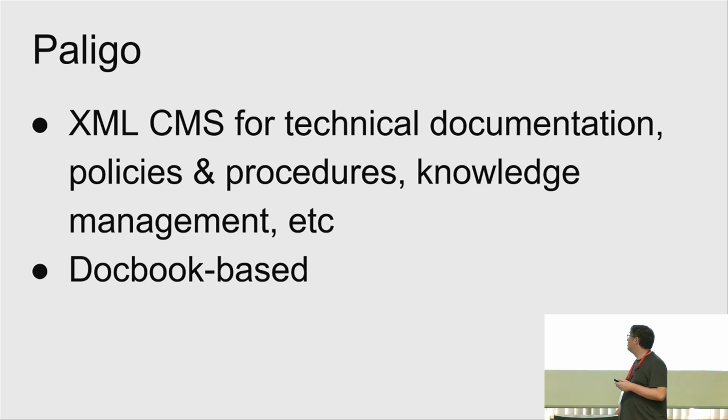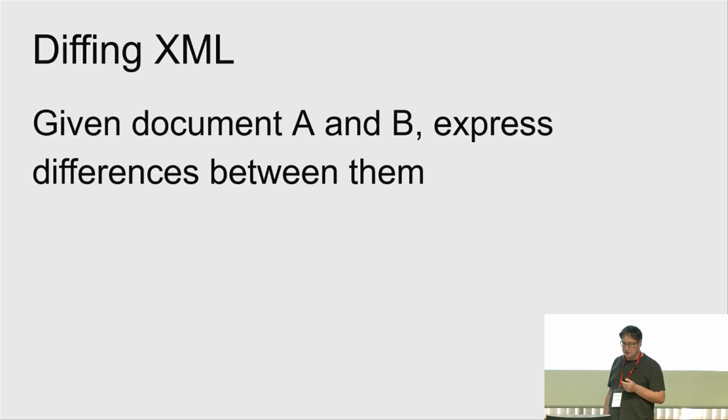Paligo is a company in Sweden, and they make a CMS, also called Paligo, for technical documentation and other knowledge management style data. And it's DocBook based, so you can kind of imagine why diffing XML documents might be useful. Diffing XML: you have two documents, a source document A and a target document B, and you want to be able to express the differences between them.